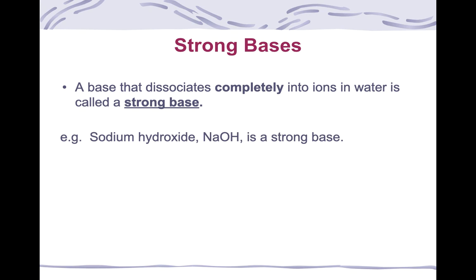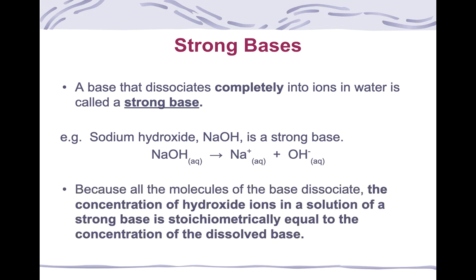For example, with sodium hydroxide, every single sodium hydroxide compound is going to break apart into sodium ions and hydroxide ions. And just like with acids, this means that the concentration of hydroxide ions in the solution is stoichiometrically equal to the concentration of the base. So if you had a 1 mole per liter solution of NaOH, you would have 1 mole per liter of hydroxide ions.